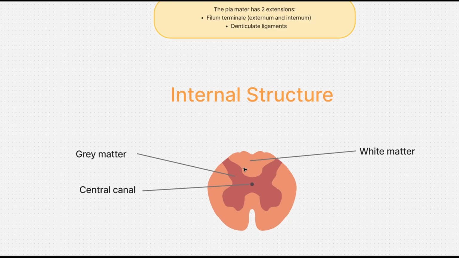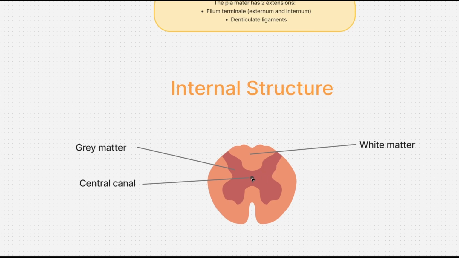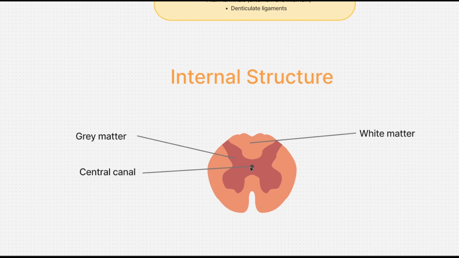And the difference in color, we say this is gray and this is white, relatively, because if you know the histology of the neuron, usually it's covered by a myelin sheath, and this myelination makes the white matter appear more white, or lighter in color, than the gray matter. Okay, and in the middle, this is the central canal.